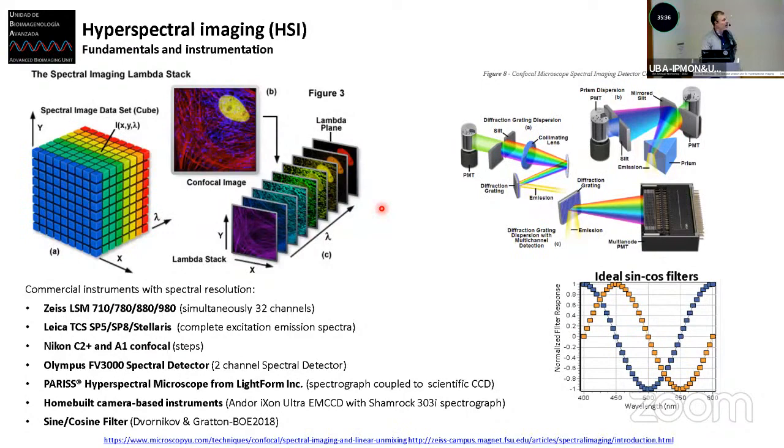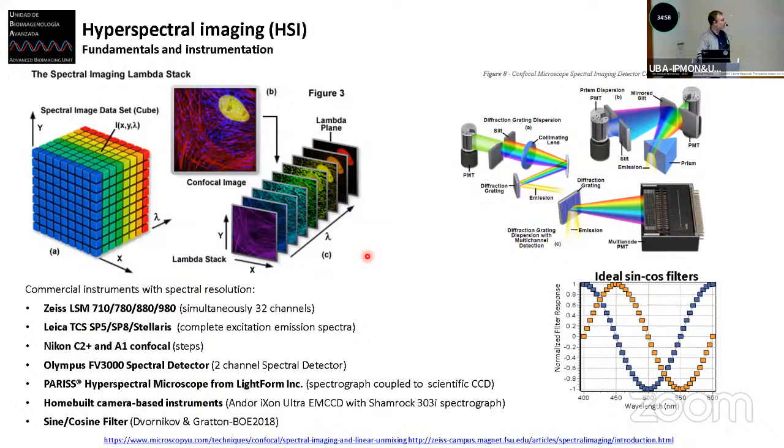Or if you are lucky enough, or if you have enough money to buy a microscope that has an array, you can collect the whole range of the spectra in a single shot, for instance, in 32 channels, which is the demo that Zeiss brought for all of us in the practical session, and we will take advantage of it. And this technology is all commercial. There are many different microscopes. Zeiss has from 710 to 980, 32 channels in parallel. Leica, Nikon, Olympus, and some others rely on different combinations of collecting by steps.